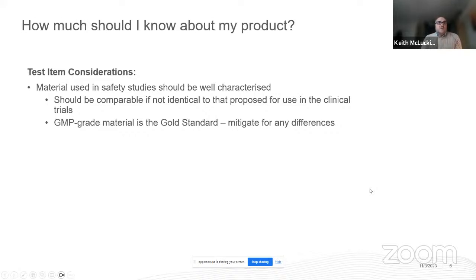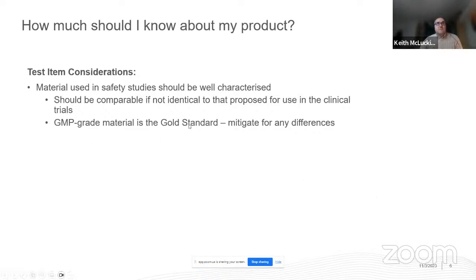So let's talk about test item considerations. You've heard me talk about GLP and GMP before. GLP is good laboratory practice, and that is really how you regulate running the safety studies. GMP is good manufacturing process, and that is realistically how you regulate the production of your therapeutic agent.